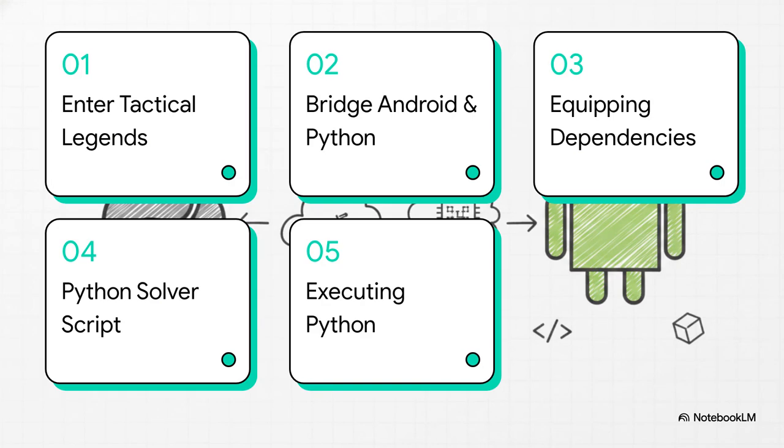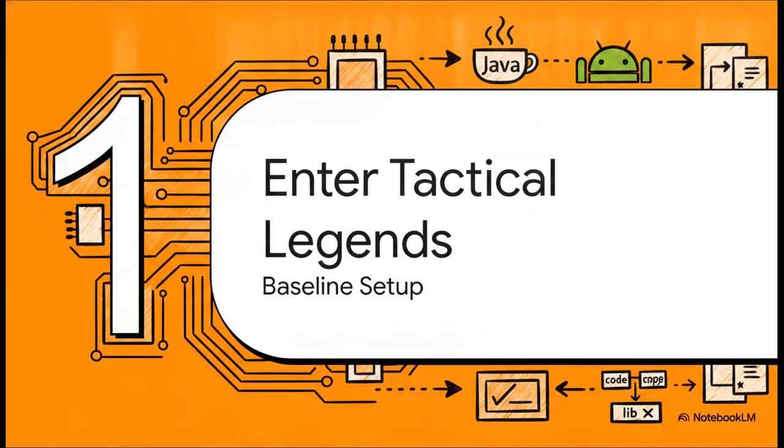So to figure out how they pulled off this operation, we're going to trace the app's anatomy in 5 steps. 1. Enter Tactical Legends. 2. Bridging Android and Python. 3. Equipping Python dependencies. 4. The Python solver script. And 5. Executing Python from Android. Okay, step 1. Enter Tactical Legends.